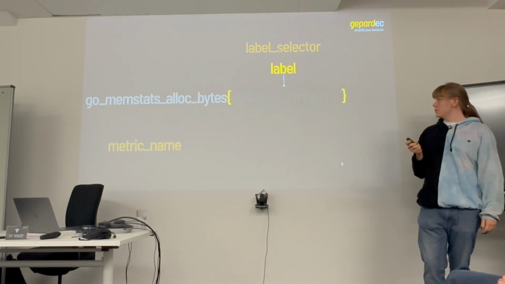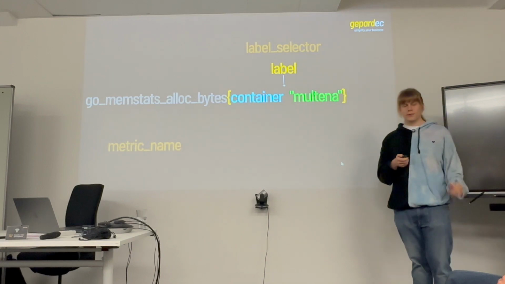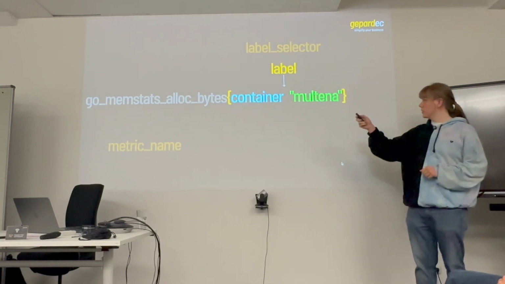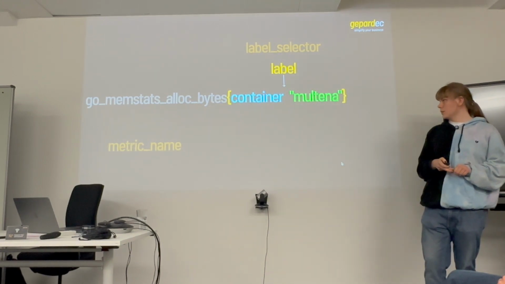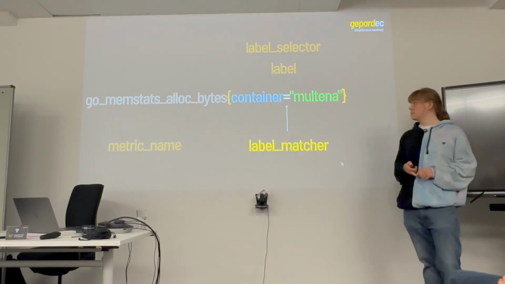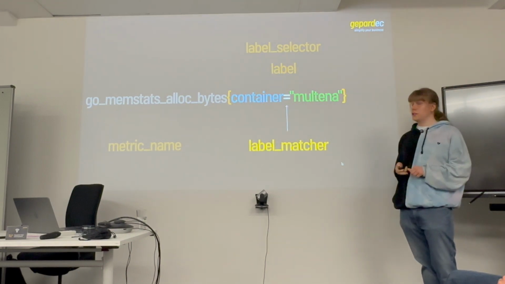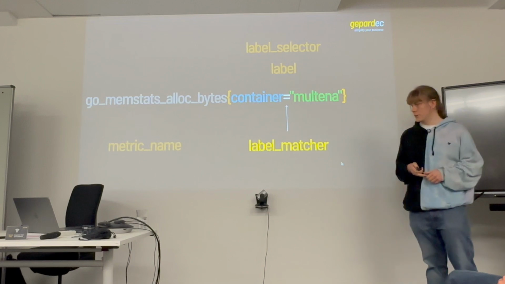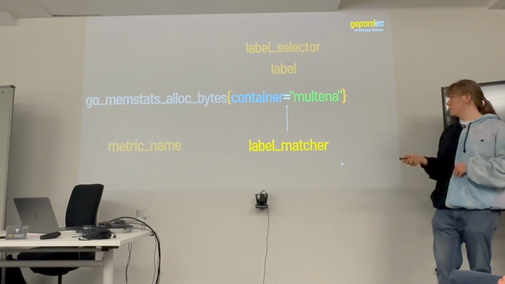And you probably also need a label. So it's a key value store with the key container and value Multena. And you also need an operator. For example, the match operator or the equal operator. And this will be called the label matcher.